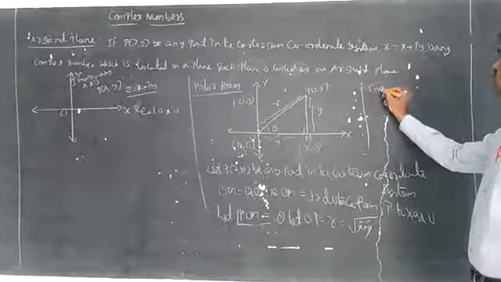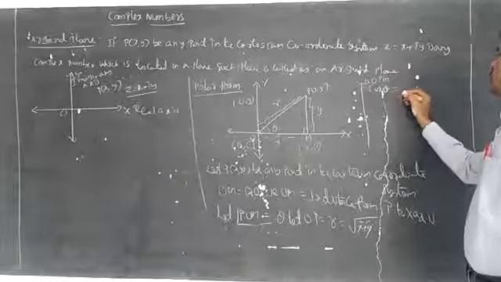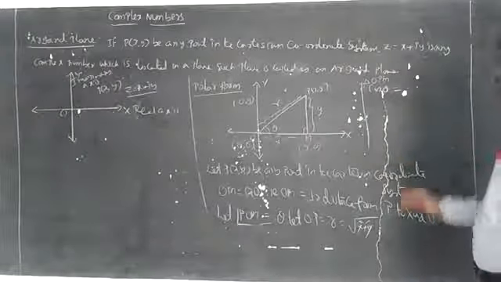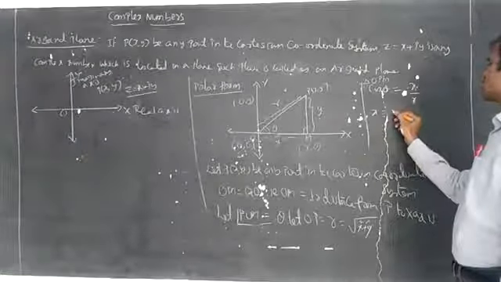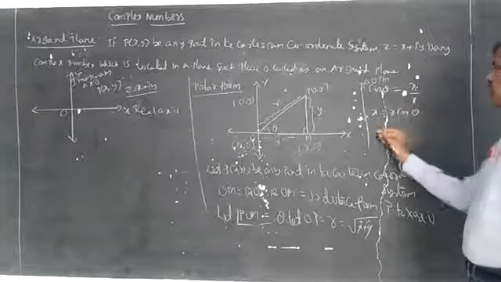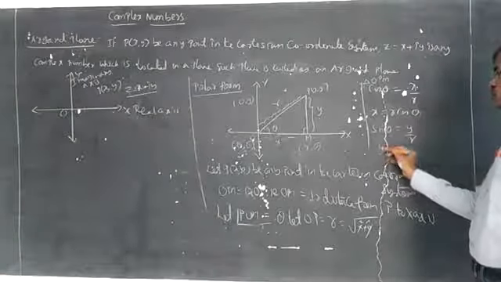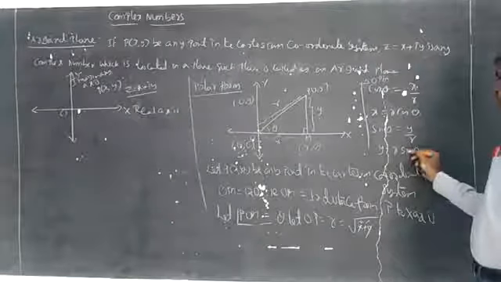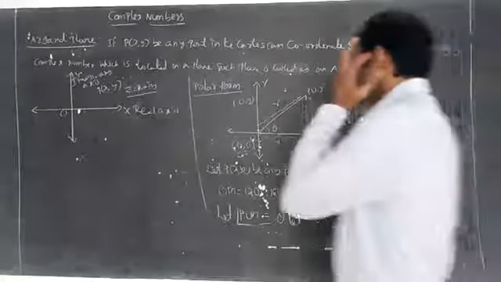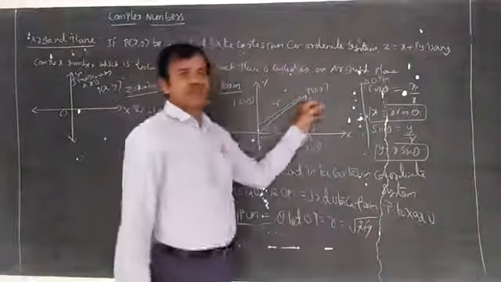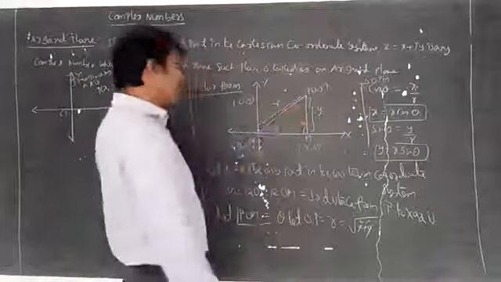Now you can write in triangle OPM, cos theta is equal to adjacent side by hypotenuse, so x by R. So x is equal to R cos theta. And in this triangle you can write sin theta is equal to y by R. So y is equal to R sin theta. Y is equal to R sin theta and x is equal to R cos theta. So P(R cos theta, R sin theta) is a point in the Cartesian plane.